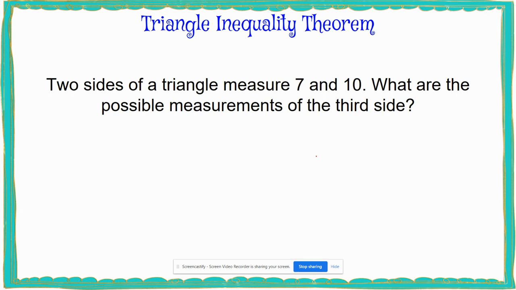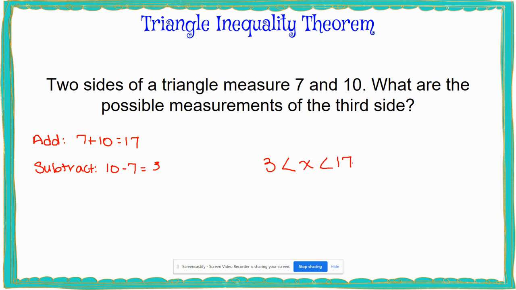All right, so again with this one, we're going to do the same thing. It says 2 sides of a triangle measured 7 and 10, and what are the possible measures of the third side? So the first thing that we would do is add. So when I do 7 plus 10, I get 17. The next thing I'm going to do is subtract, and I'm going to do 10 minus 7, which gives me 3. Well, that means that the third side could be any number that's between 3 and 17. So when I write that, it's going to be 3 is less than x, which is less than 17. That means any number that's between 3 and 17 without actually being 3 and without actually being 17 would be a possible solution.